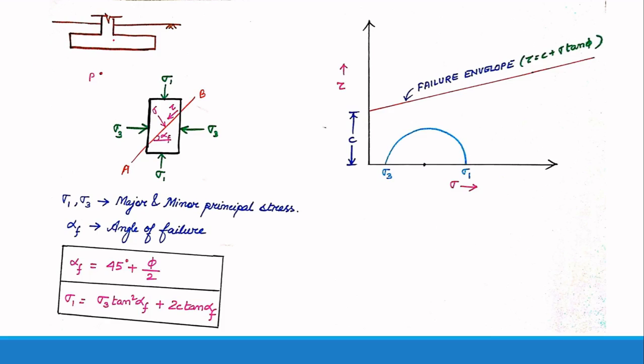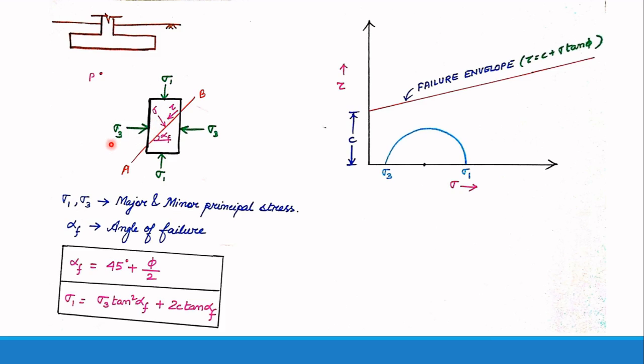Let us try to understand the importance of the failure envelope now. You can see I have a footing here, and below the footing there is a soil mass, and I have randomly picked a point P. If I ask you what is the state of stress at point P, the answer will be something like this. This is the soil element. To this soil element I have vertical stress, which is denoted by sigma 1. This vertical stress is because of the load coming from the footing.